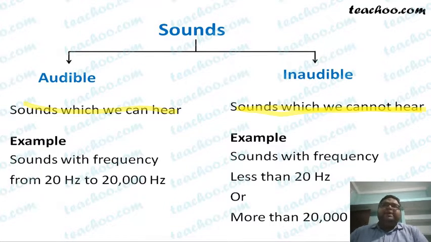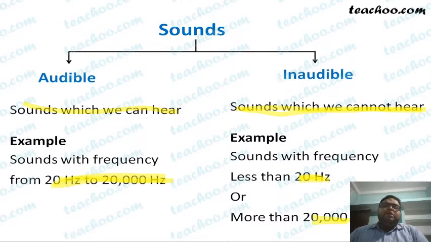Okay, students. In the case of audible sound, the frequency will be 20 hertz to 20 kilohertz. But in the case of inaudible sound, it will be either less than 20 hertz or more than 20,000 hertz, or we can say 20 kilohertz. So remember, this classification is for humans only. Understood, students? This classification is only for humans.